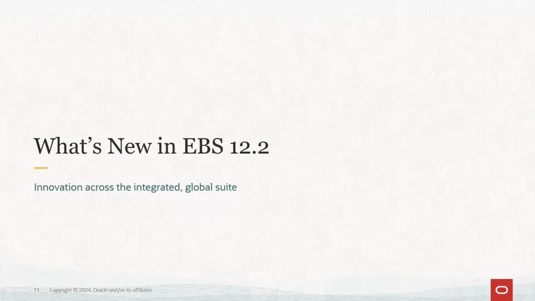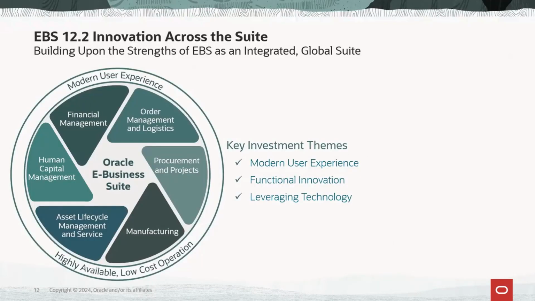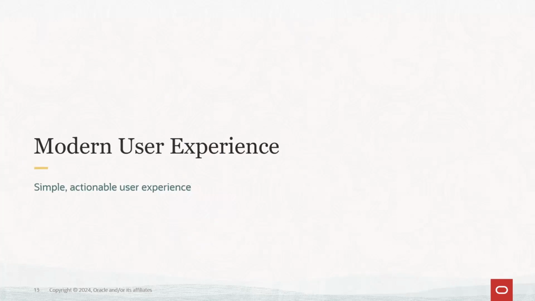Now let's look at what's new in 12.2 to distinguish it from 12.1. And basically what we're doing there is continuing to innovate with a focus on three key investment themes: modern user experience, functional innovation, and leveraging technology. Let's look a little bit at each of those themes.